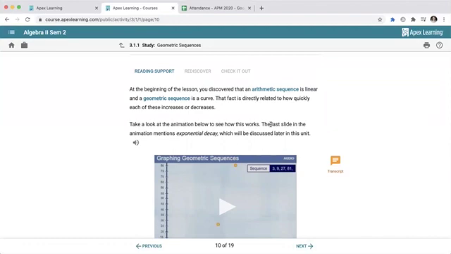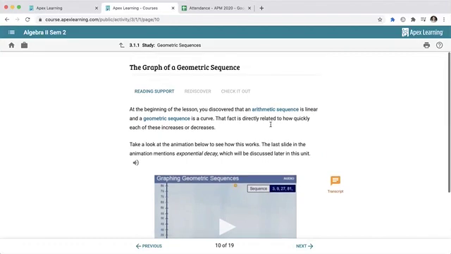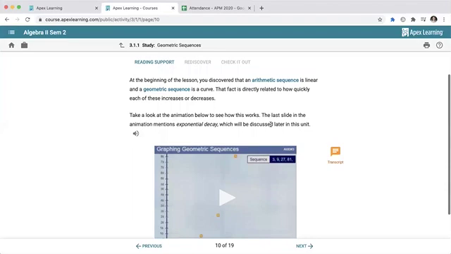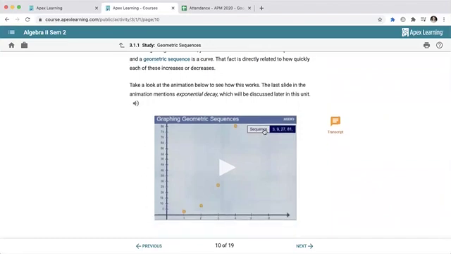Okay, and what we're going to do here is look at what this looks like in terms of a graph here. Okay, so we started looking at that linear equation, and we started looking at that graph that grew really fast. And we're going to look at this animation here.